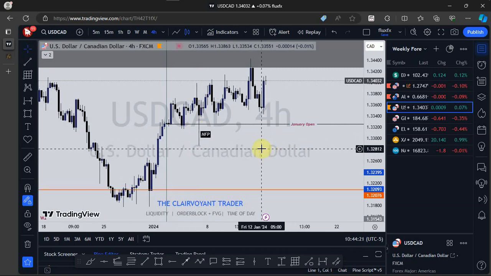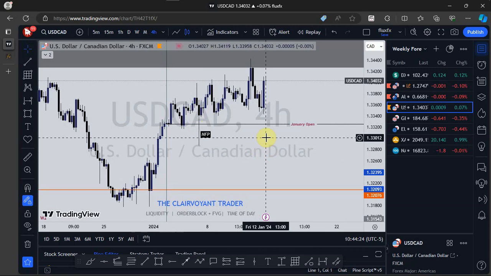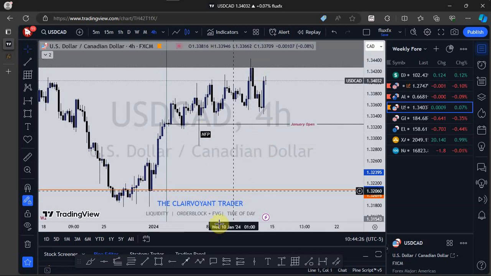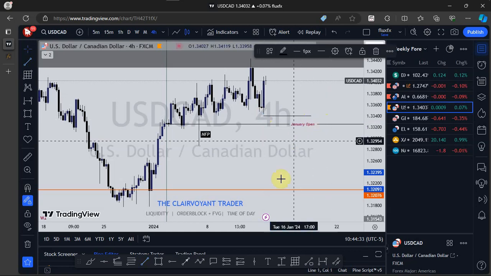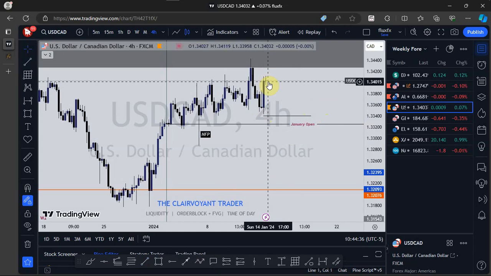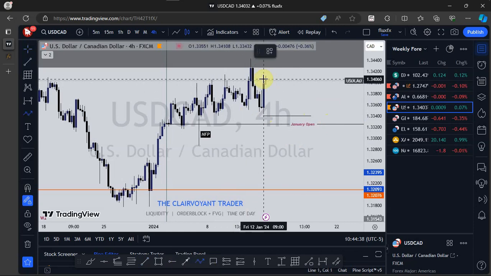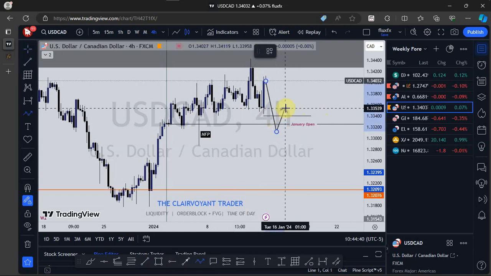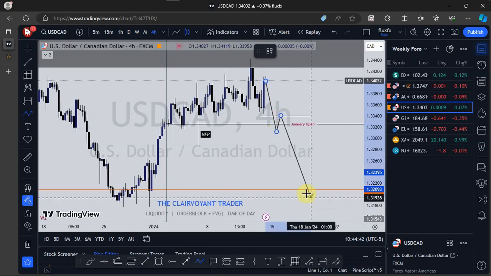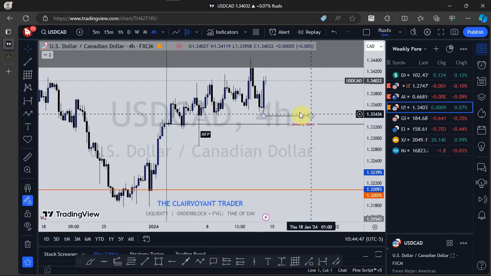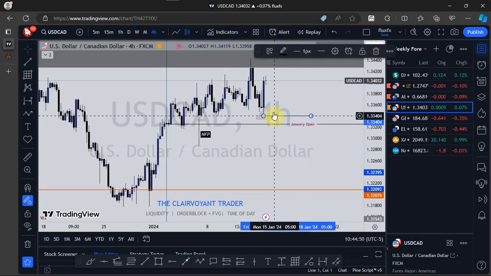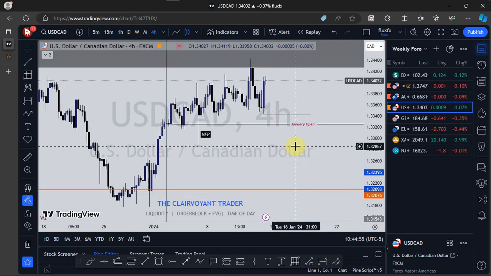Going into next week, I don't want to see this high taken out. This low is going to be something I'll be watching. I want to see price take out and close below this low, then we see a push to the downside. Once it happens that way, definitely I'll take a sell. Until then, I'll just be quiet on this market and see how things unfold.